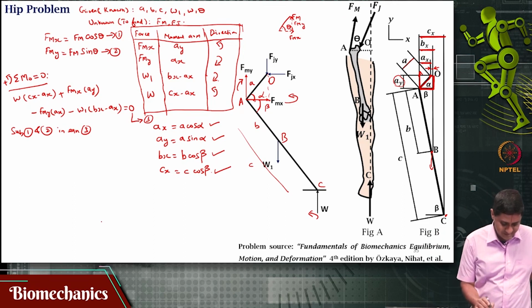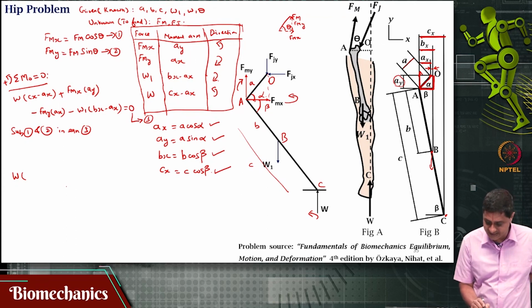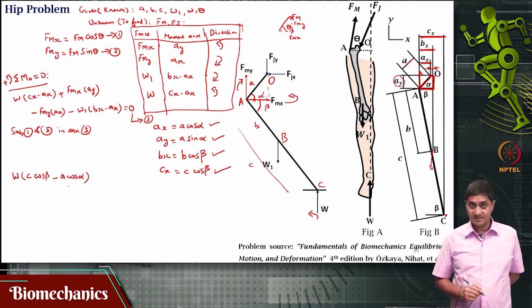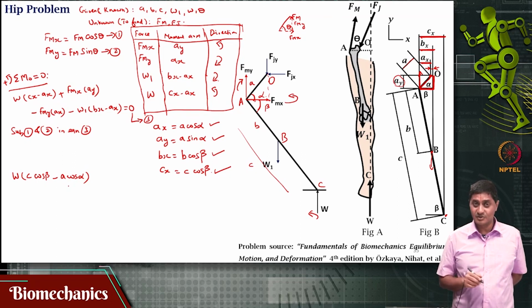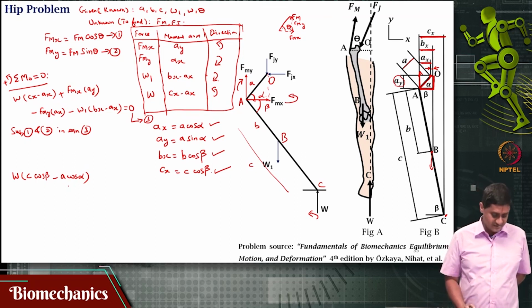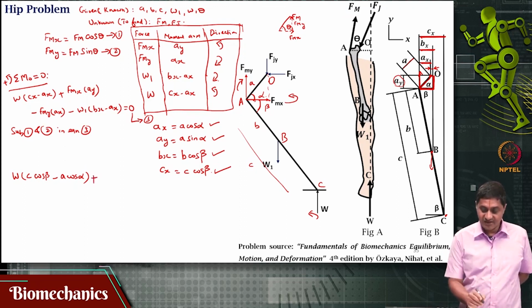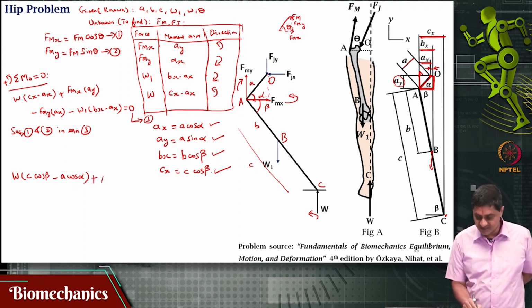If I substitute, I will get W times Cx minus Ax. What is Cx? Cx is C cos beta, minus Ax, which is A cos alpha. Remember that I told you we are going to get something that looks scary. That plus Fmx times Ay. What is Fmx? Fmx is Fm cos theta. Ay is A sin alpha, so times A sin alpha.